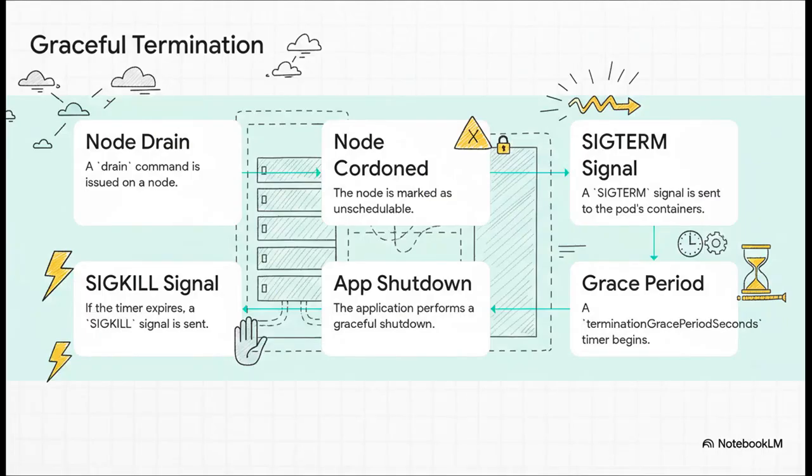It's also super important to get how pods shut down. They don't just vanish. First, Kubernetes sends a SIGTERM signal. Think of this like a polite tap on the shoulder saying, excuse me, time to wrap it up. This gives your app a grace period to finish any work, close connections, and shut down cleanly. Only if your app ignores that polite request and the timer runs out does Kubernetes send the SIGKILL signal. That's not a tap on the shoulder, that's the bouncer throwing you out.